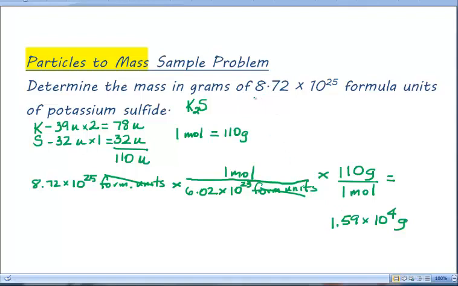And this right here starts with 3 significant figures. This ends with 3 significant figures. So my calculation is complete. 1.59 times 10 to the 4th grams of potassium sulfide.